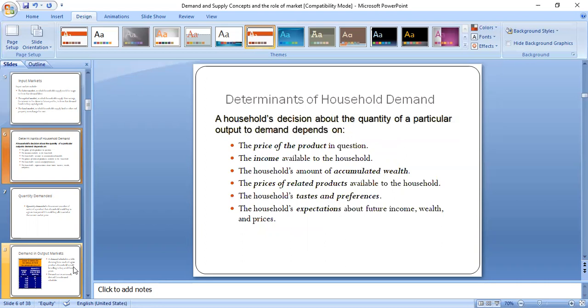So let's look at the determinants of household demand. These are not any different from the determinants of normal demand, the factors that affect demand. When we talk about households, we are talking about consumer demand, individual demand, right? So these are the factors that affect demand for commodities, for products: the price of the product in question, the income of the consumers, right?